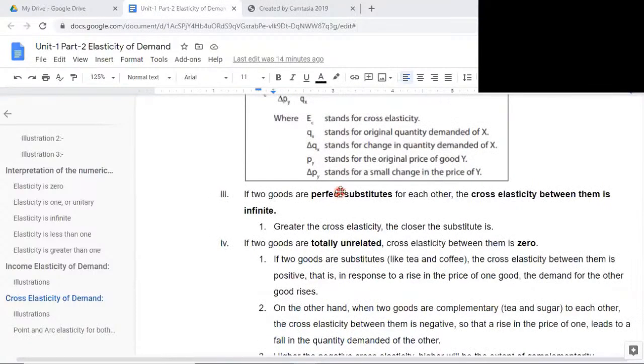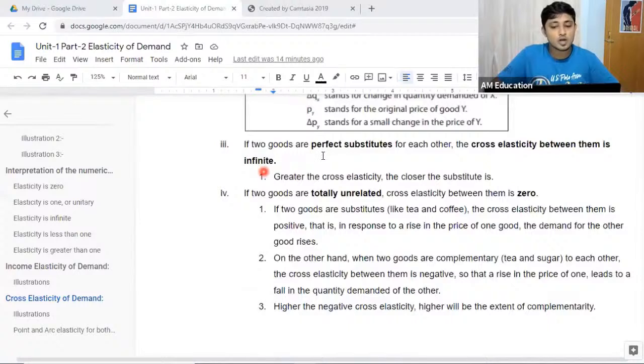Check this out. If two goods are perfect substitutes for each other, the cross elasticity between them is infinite. What happens in case of infinite? A small change in price also, how will the demand be affected? Infinite. You remember, a small change in the price, the demand will be affected infinitely, right?